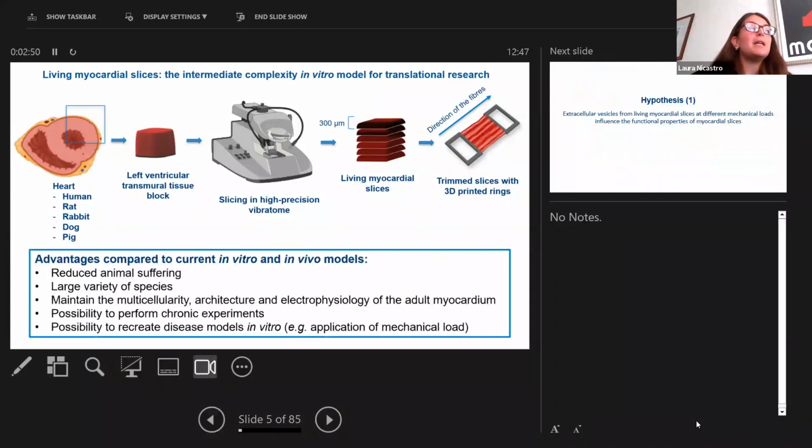There are many advantages compared to current in vitro and in vivo models. First of all, we reduce animal suffering, and the slices can be prepared from a large variety of species. But most importantly, slices can maintain the multicellularity, architecture, and electrophysiology of an adult myocardium. Because they can be cultured up to 5 days in vitro, we can perform chronic experiments on them. Moreover, we are able to recreate disease models in vitro, like the application of mechanical load, which is specifically what I will focus on today in my talk.